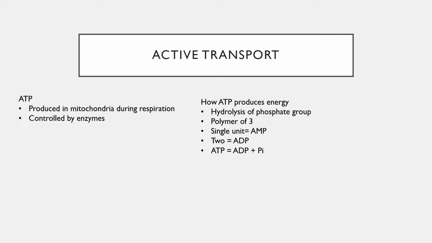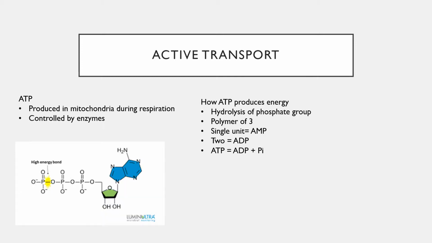How does ATP produce energy? Well, it produces energy by the hydrolysis of a phosphate group, and it's a polymer of 3 because you have 3 phosphate ions. A single unit is AMP, 2 is ADP. And the equation is ATP produces ADP plus Pi. And this is what it looks like. So let me get a pen. The high energy bond is broken, and this breakage releases high energy.